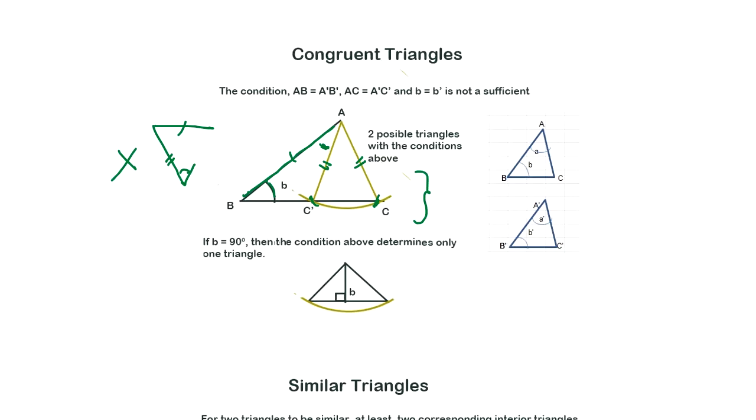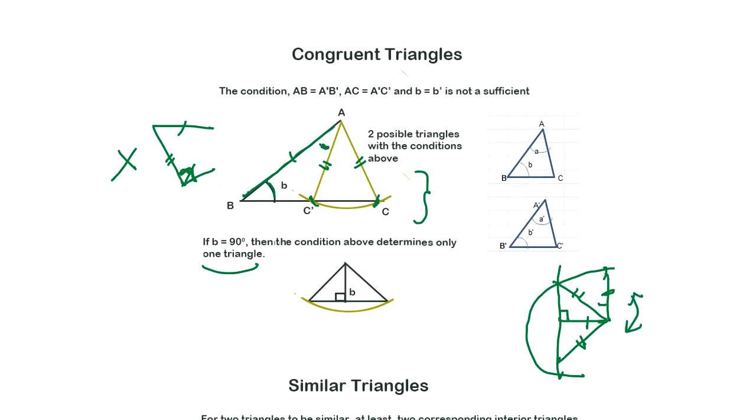If B is 90 degrees, then the condition above determines only one triangle. So when the angle here is 90 degrees, only a single triangle is determined. You give this length, this length, and the 90 degree angle. This length can be either this or this, and they are identical triangles. Their orientation is different, like a flipping.